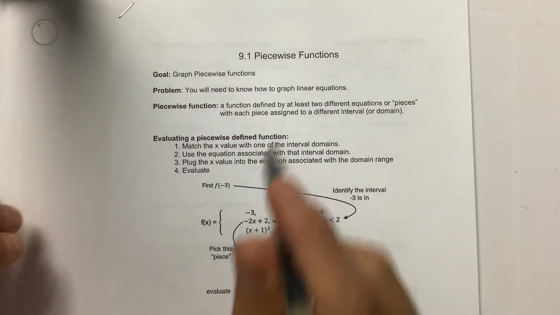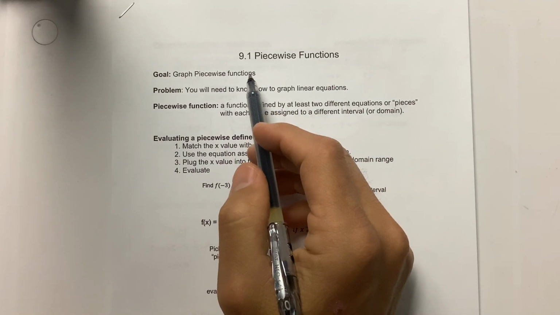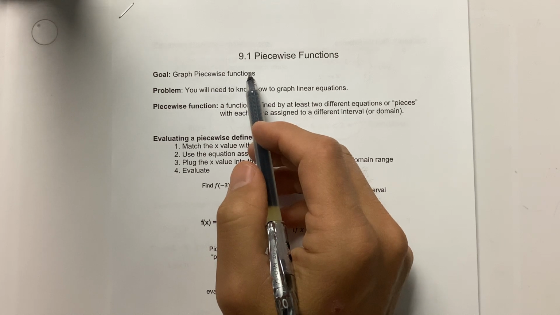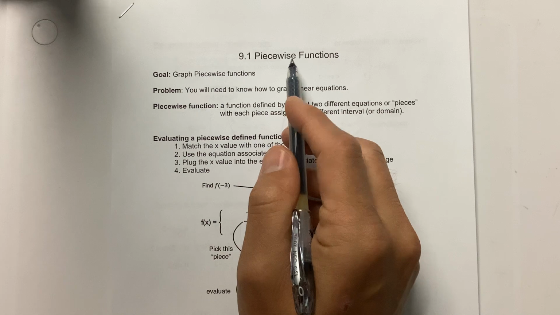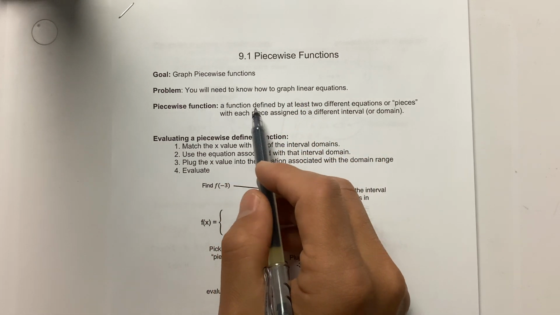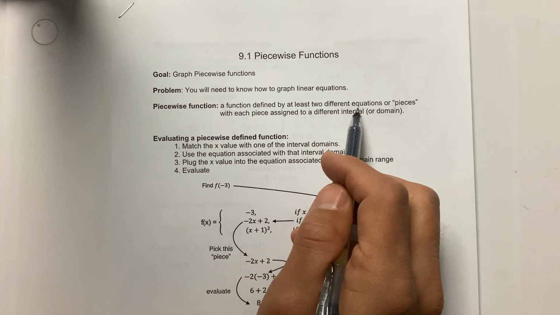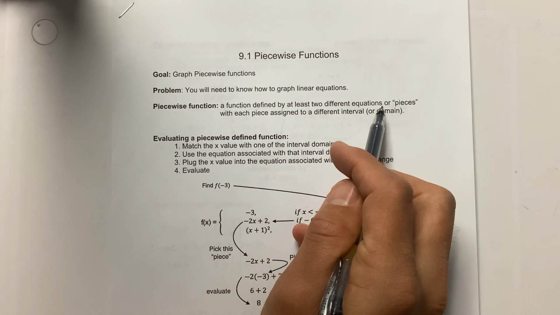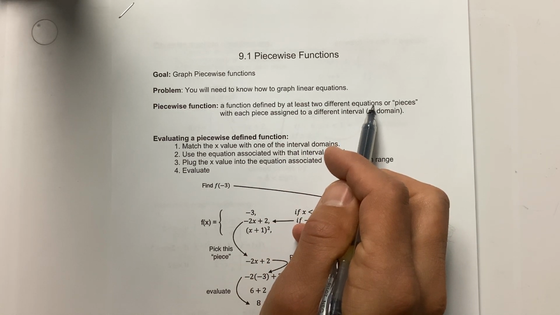All right. Chapter 9 is all about this idea of piecewise functions. And piecewise is a type of function defined by at least two different equations or pieces. That's why it's called a piecewise. There's two separate equations.